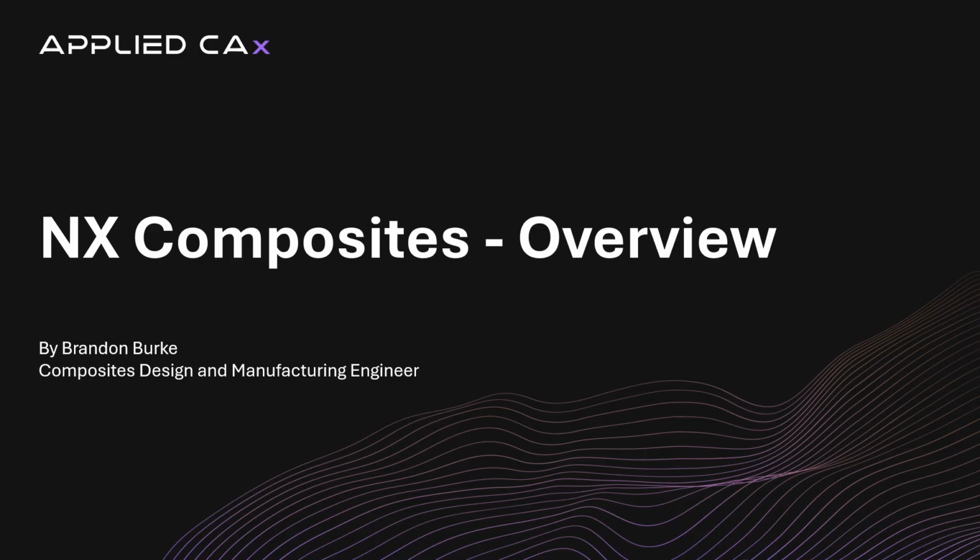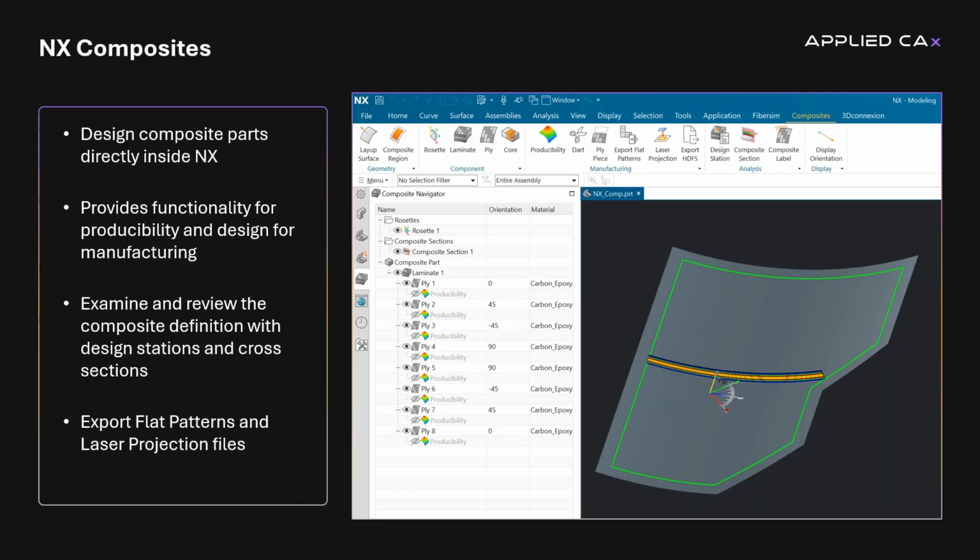Today I will be providing an overview of NX Composites. NX Composites allows users to design composite parts directly inside NX. It has considerations for producibility and design for manufacturing. You can examine and review composite definition with design stations and cross-sections. It provides the capability to export flat patterns and laser projection files.